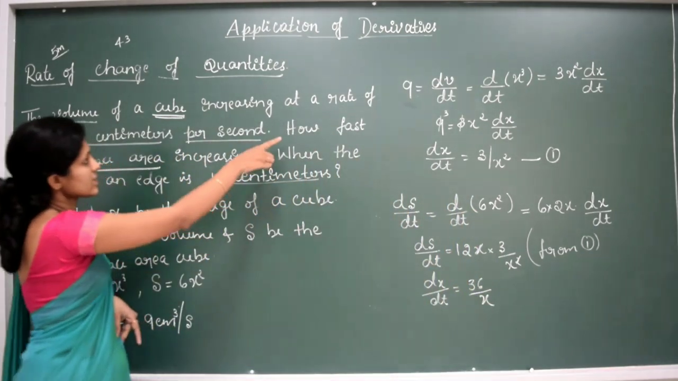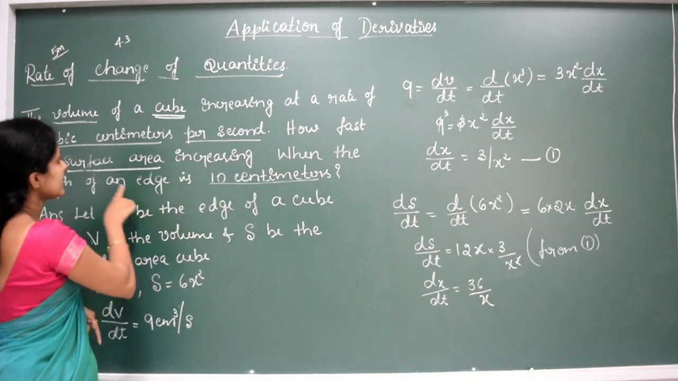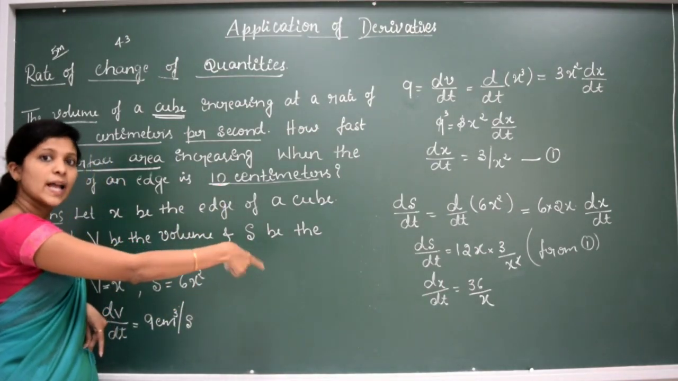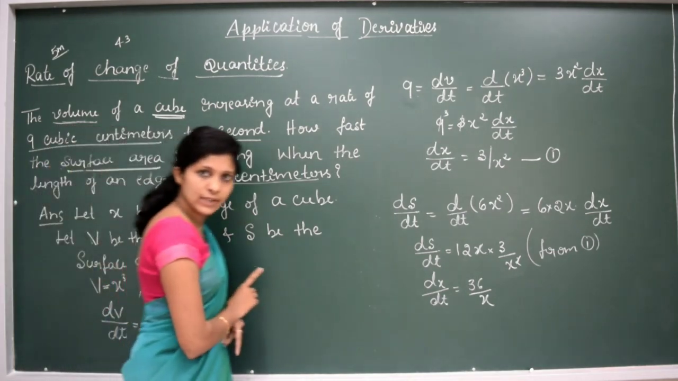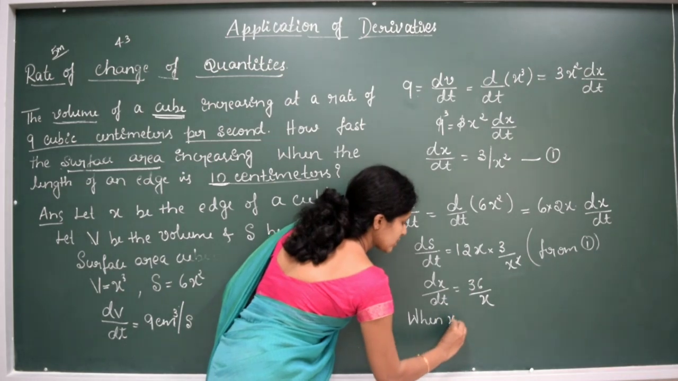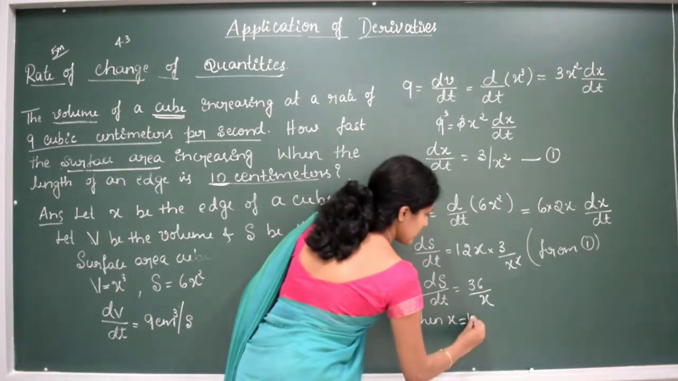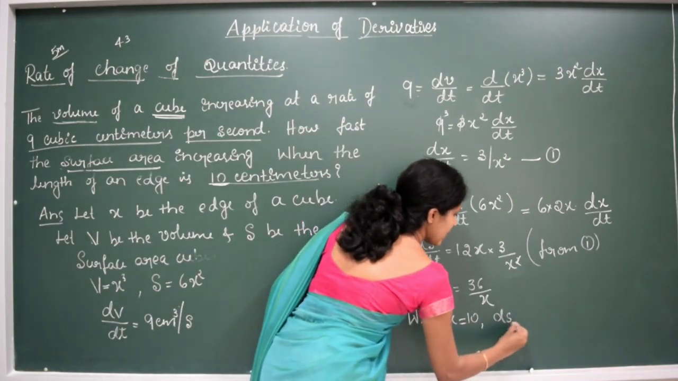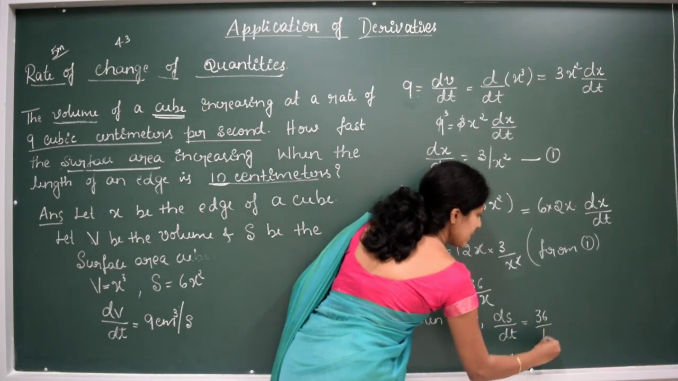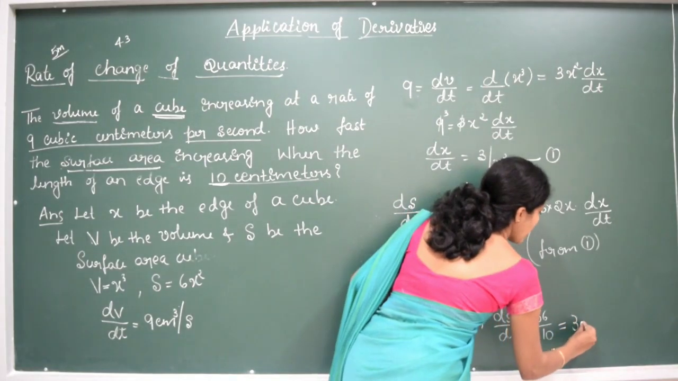Right? Now one more thing is given. How fast is the surface area increasing when the length of an edge is 10 centimeters? I mean the length of the edge means the value of x is equal to 10. Right? We will substitute that when x is equal to 10. Sorry, this should be S. Okay. When x is equal to 10, what will be the value? Now dS by dt is equal to 36 divided by 10, which is 3.6.